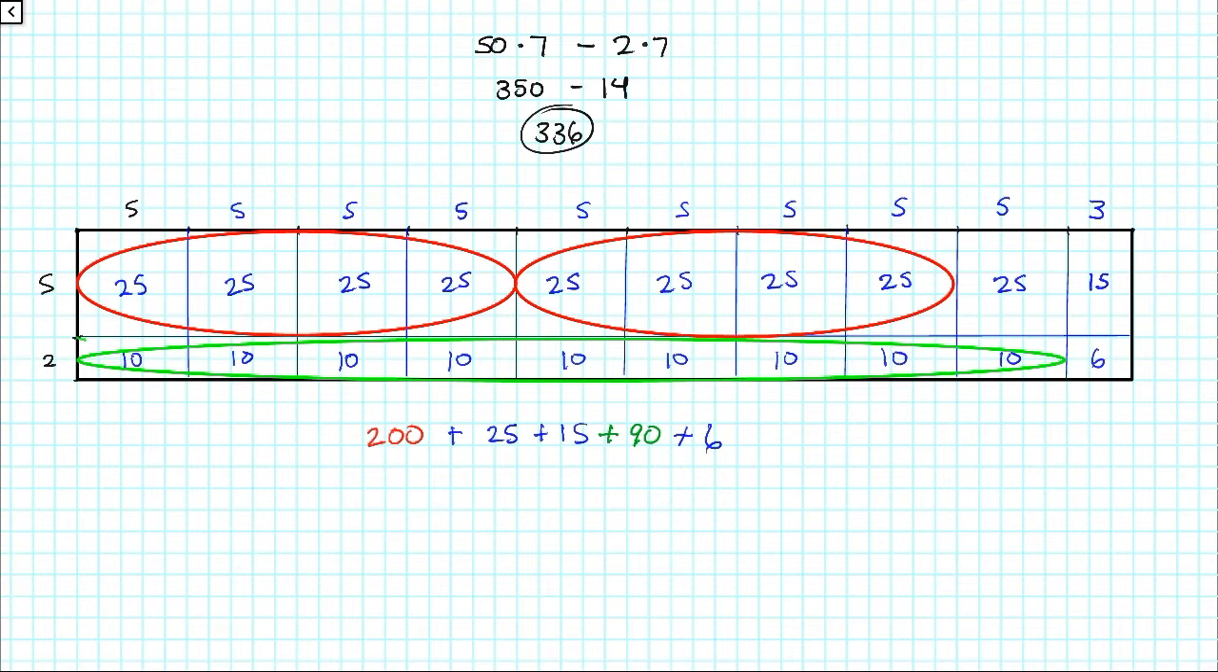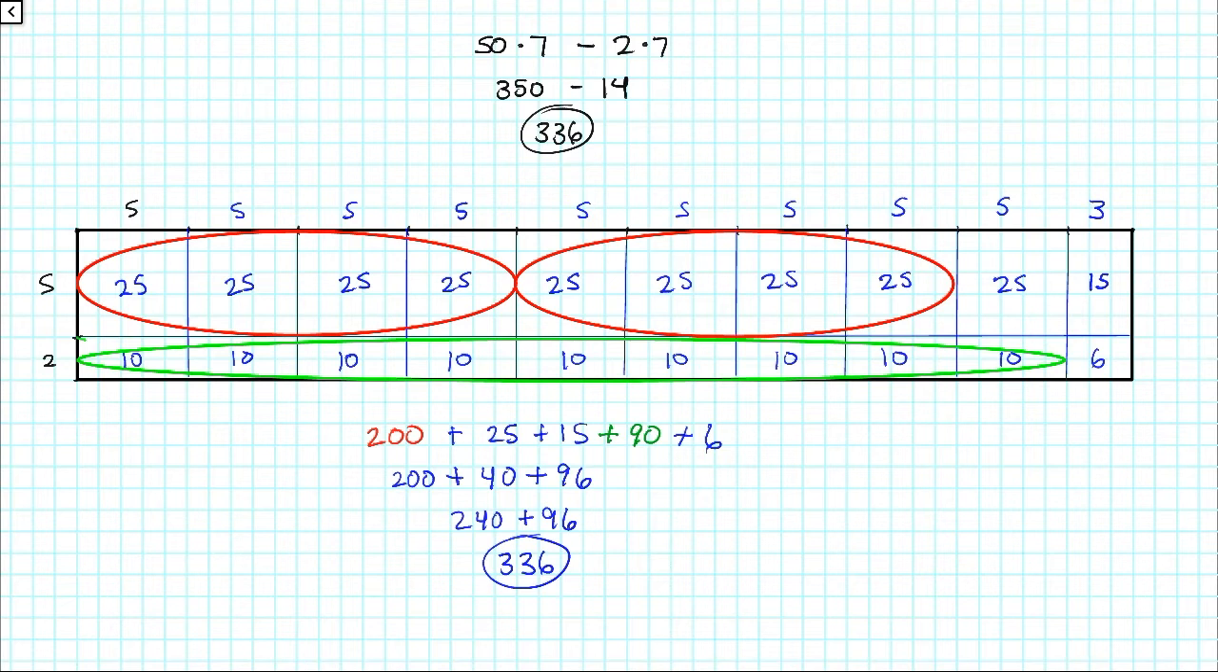So let's see, there's 200 and 25 and 15 is 40, and 96. So 240 plus 96. I know that 240 plus 100 would be 340. So let's back off of that by 4. 340 minus 4 is 336. Okay, so that's yet another way to multiply 48 times 7.